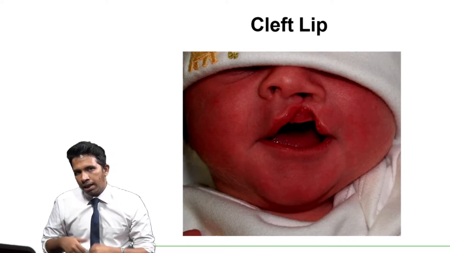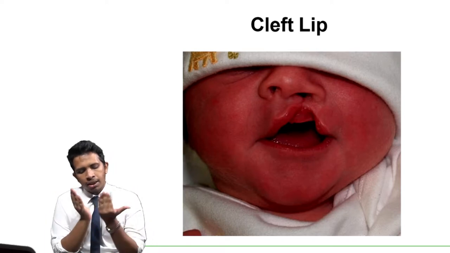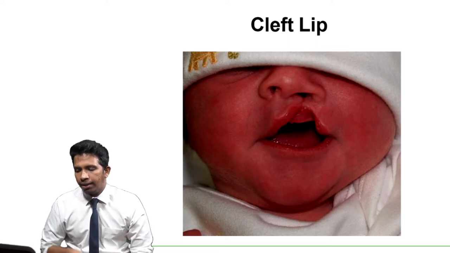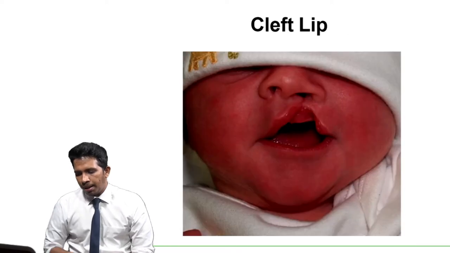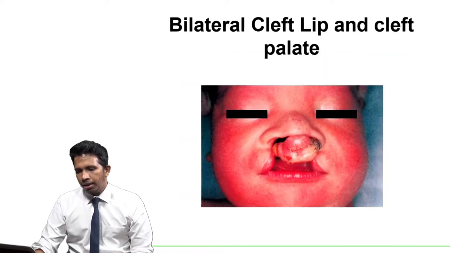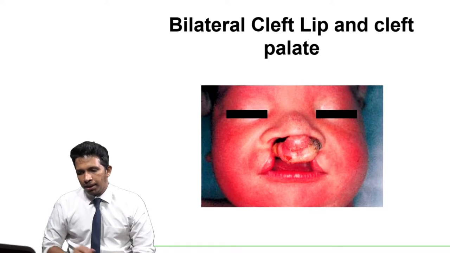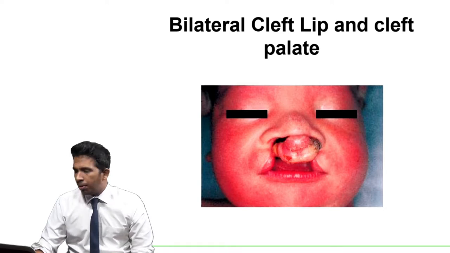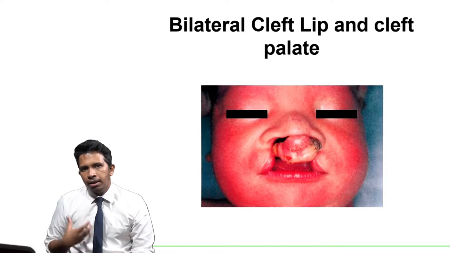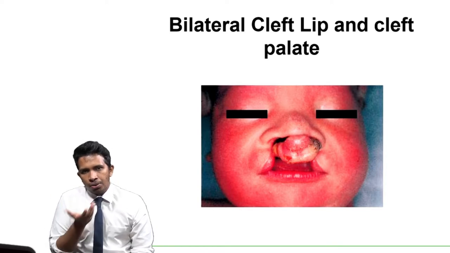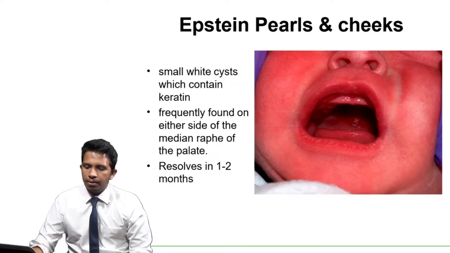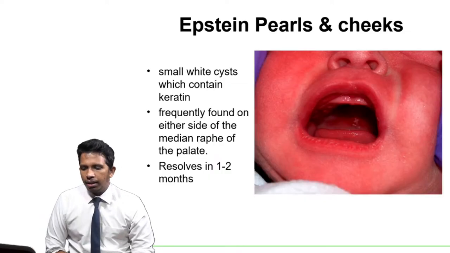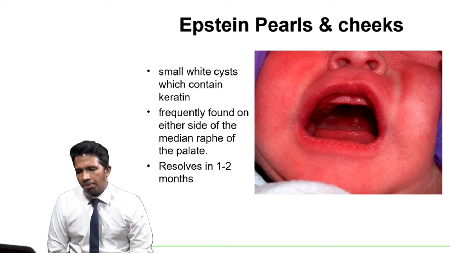This can be unilateral, where it's one side, or both sides haven't come and met in the middle. That's called bilateral. So unilateral cleft lip and cleft palate appears like this. This is cleft lip, and bilateral cleft lip and cleft palate appears like this. So what's the problem? The problem happens when the food particles tend to go to the nasopharynx and cause problems there, okay?